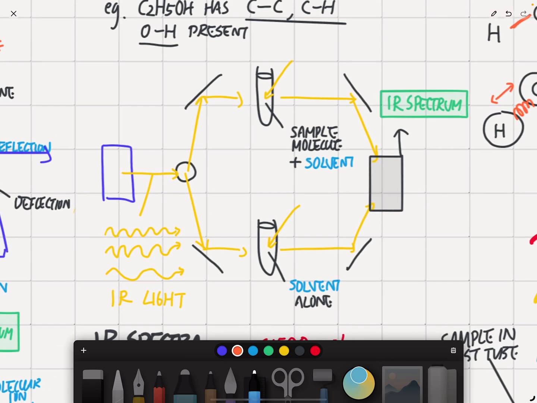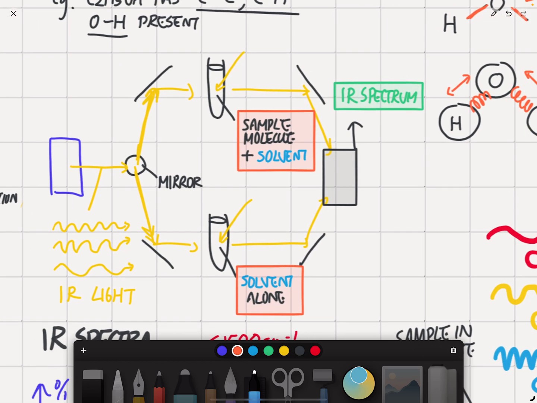And I almost forget. Why do we have to use a mirror? This is like a mirror, or some kind of device that will help split light into two identical streams of light. Why do we have to pass light into these two samples? One has sample and the solvent, the other has solvent alone, because we don't want to look at the signals due to the solvent. After all, we are analyzing our sample, but no matter how much we like, we cannot just have the sample inside the test tube. We must dissolve it in some kind of solvent.